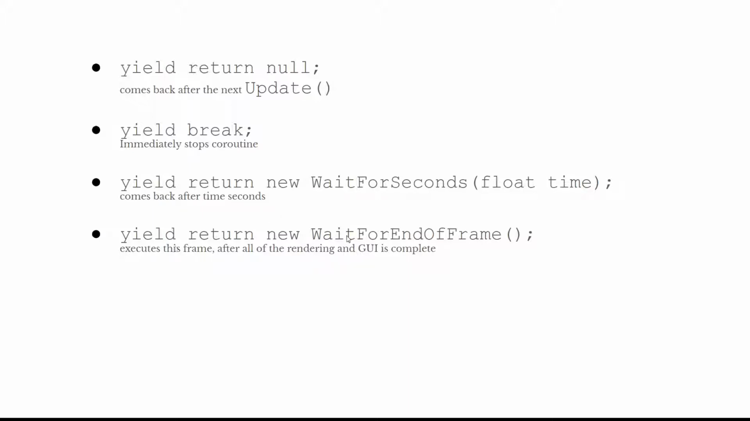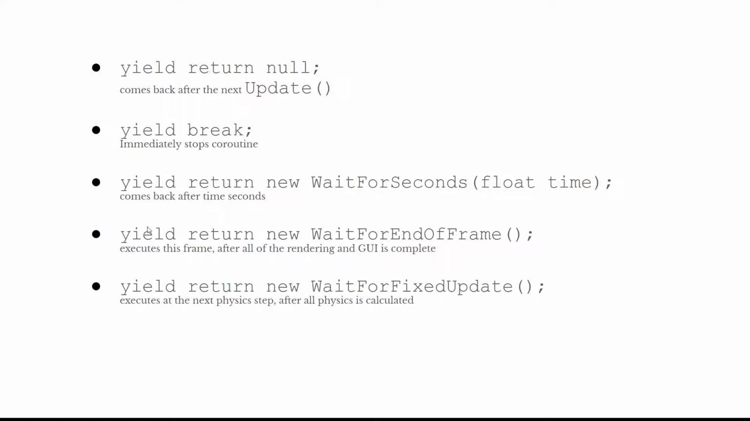You can ask for it to wait for the end of this frame, which is different from update in that it's going to come back before the next update. At the end of this frame, but before the next update. Or you can even have it return at the end of fixed update. Or sorry, at the next fixed physics step after all physics is calculated.